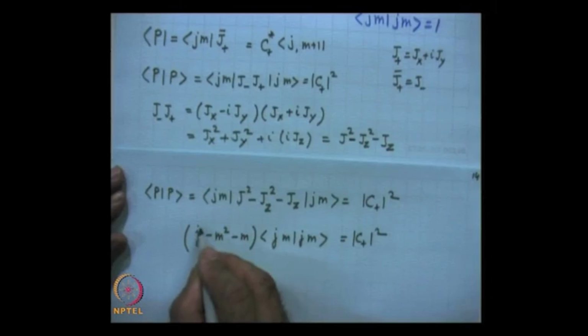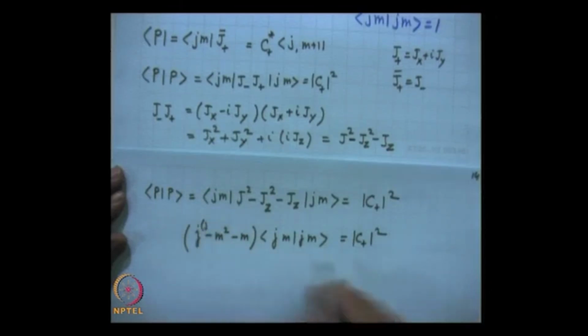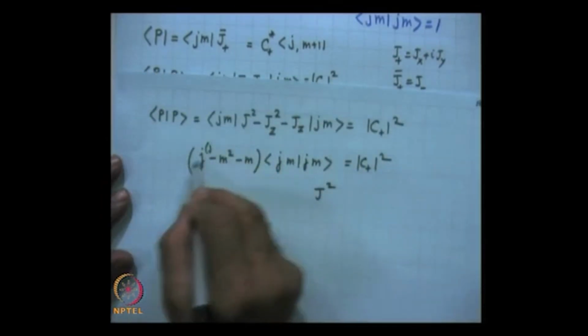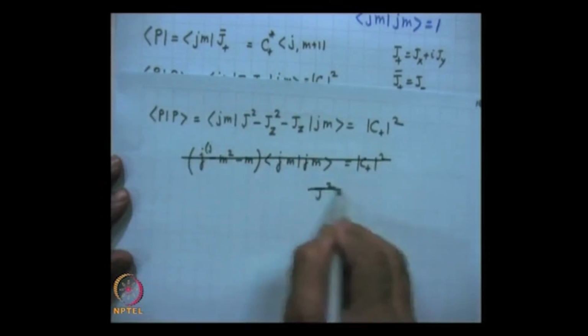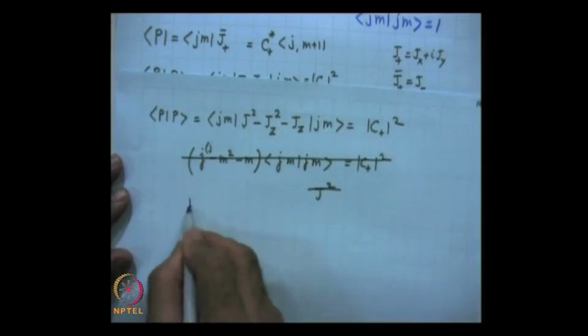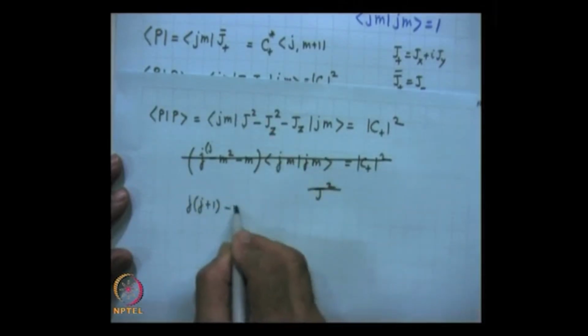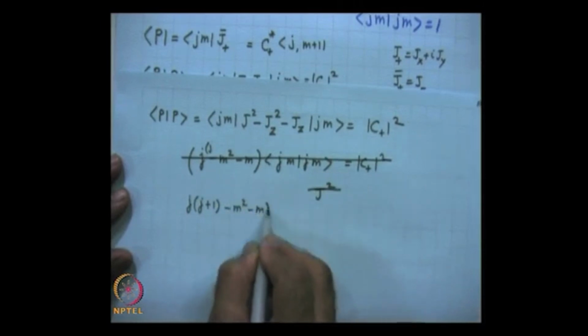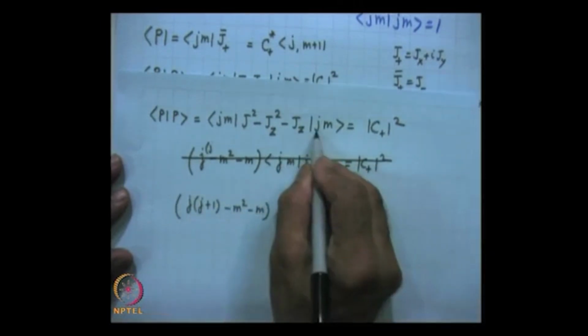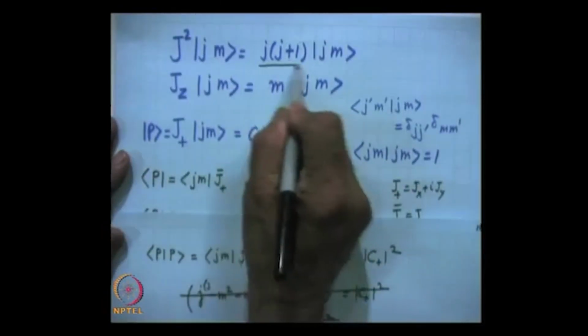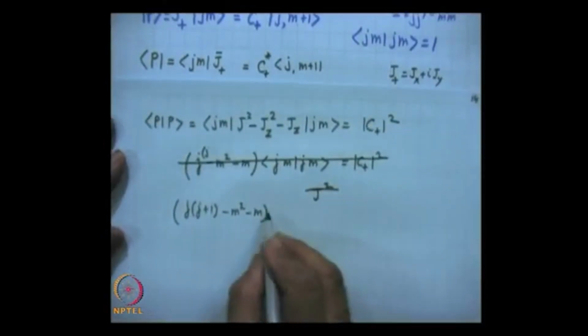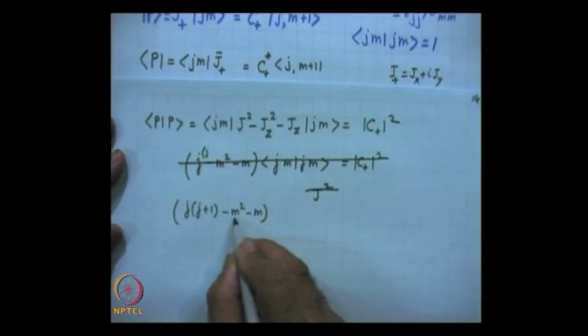I am sorry, I have to write it again. J square operating on j into j plus 1 minus m square minus m. This is not the eigenvalue; the eigenvalue is j into j plus 1, as we had done here. So, this will be j into j plus 1 minus m square minus m.